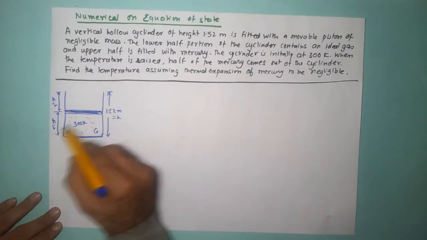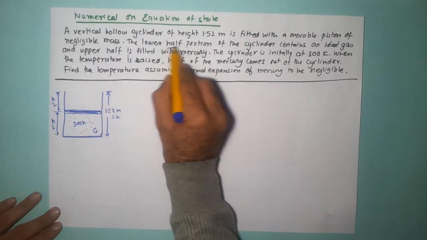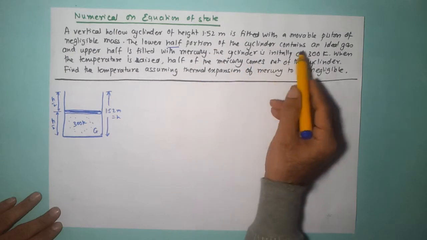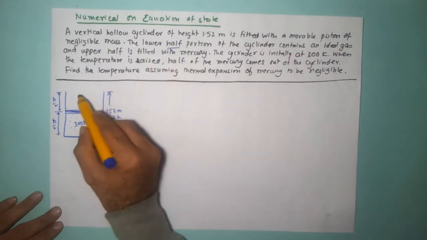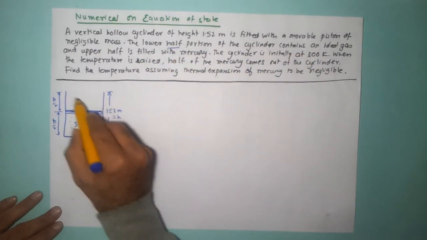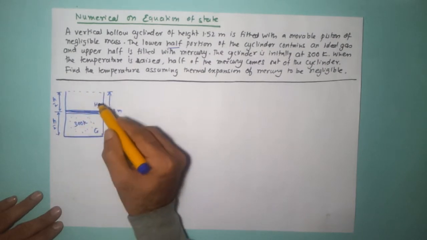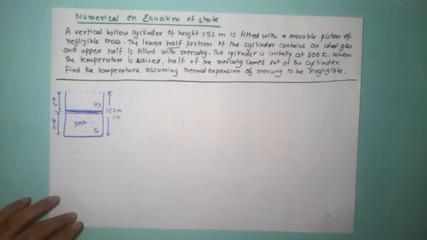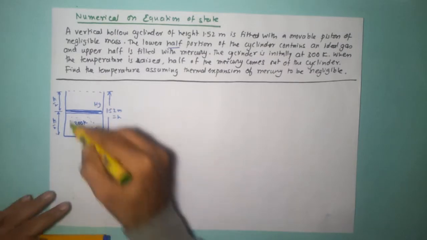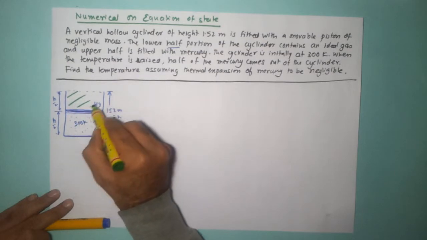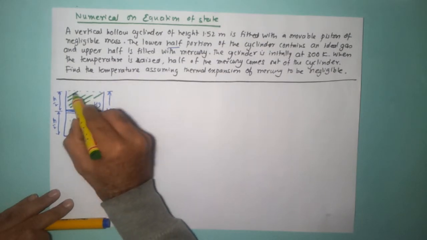In the lower half portion, it is specified, therefore we have taken half over here, and the upper half is filled with mercury. So this part is filled with mercury, which we can show with some other color. The green part is filled with mercury.